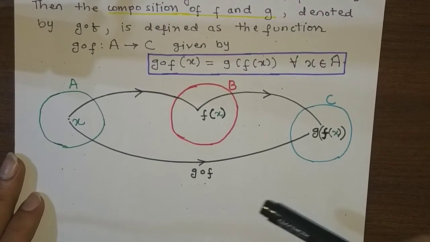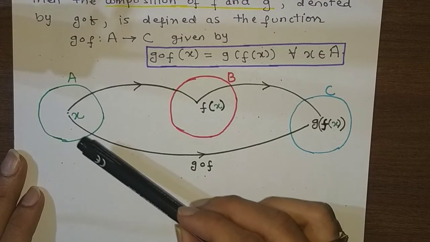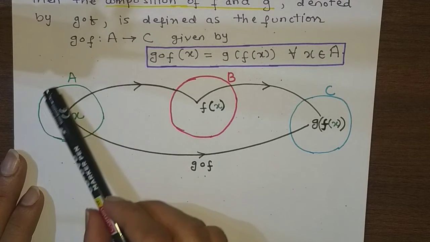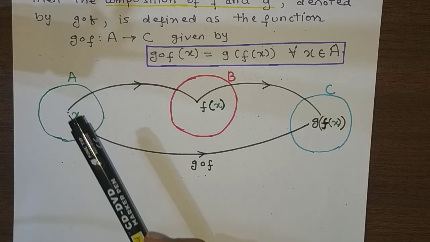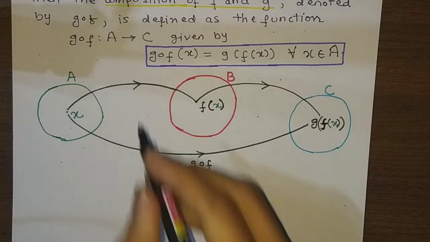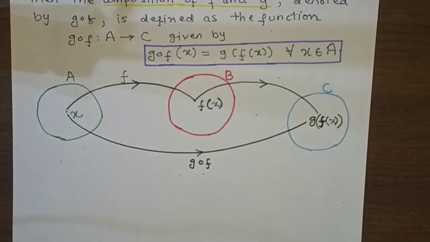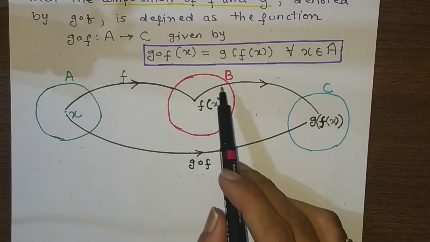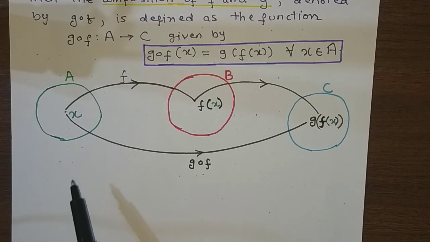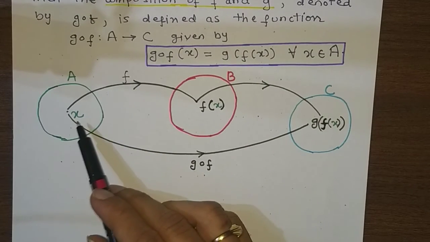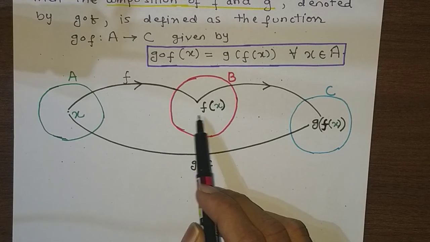Now let us look at the diagram and understand the composition of functions more. So suppose you have the set A here, that is the domain of the function f. So this is the function f we have. The domain of f is A and the codomain of f is B. If you take any element in the set A, say x, then this function f will take this x to f of x.